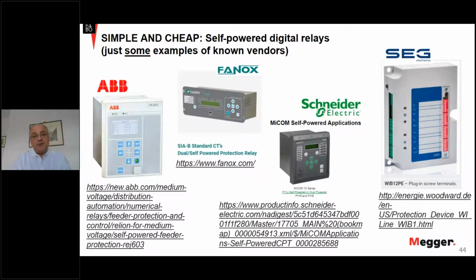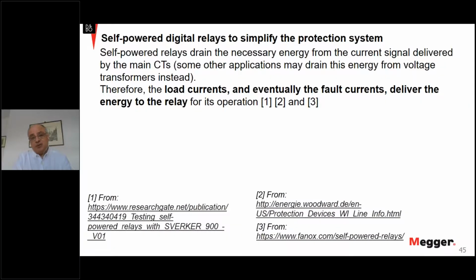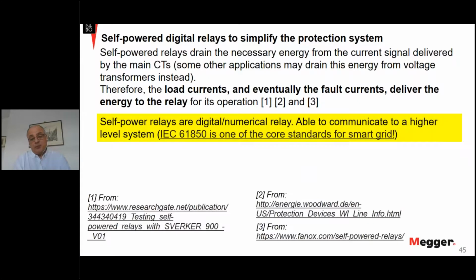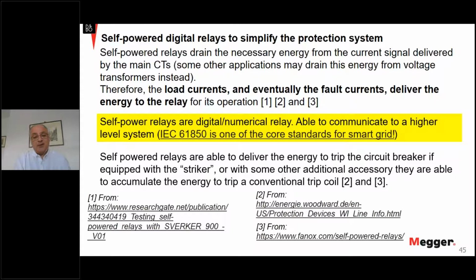Self-powered relays are there for this year. Just some examples of some known vendors. They are digital relays that simplify the protection system because they don't need a battery system with the DC network, etc. They take the energy to work from the load currents or eventually from the fault currents. So they simplify the protection system very much. They increase the reliability of the protection system because they don't need a DC voltage to run.